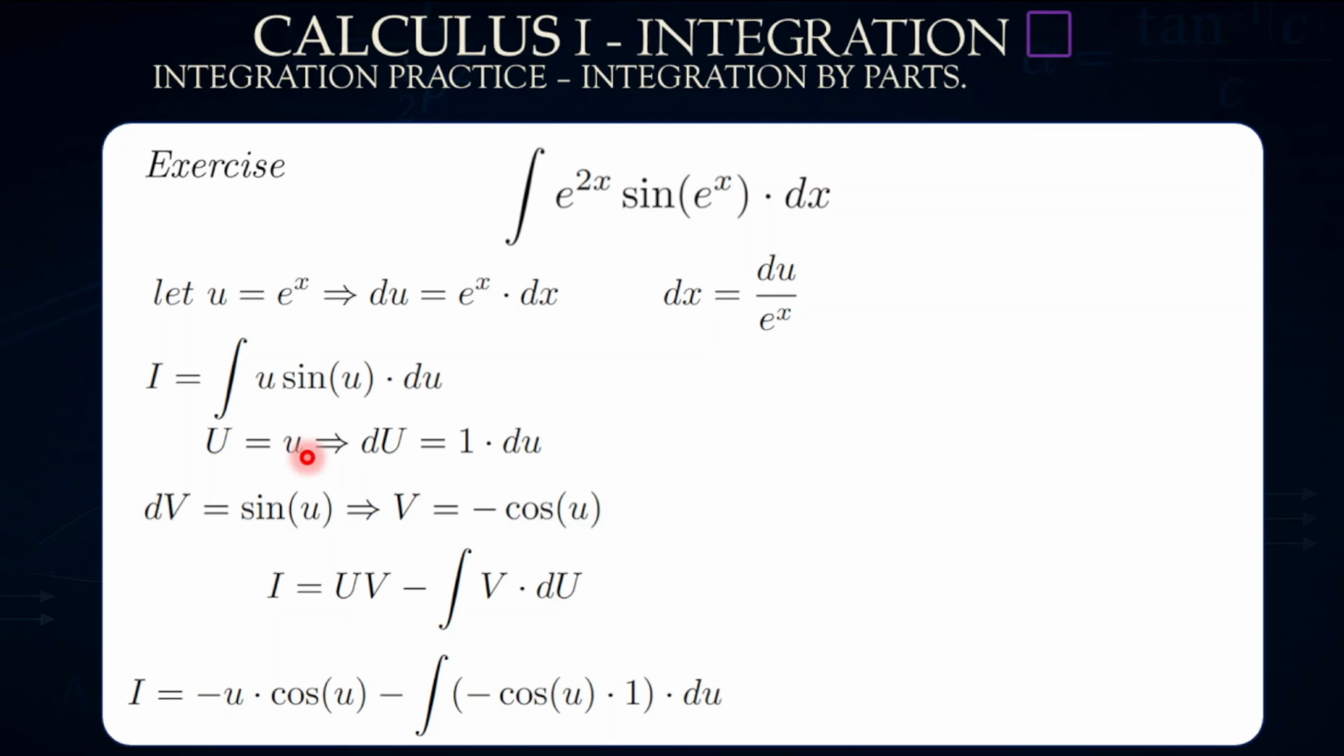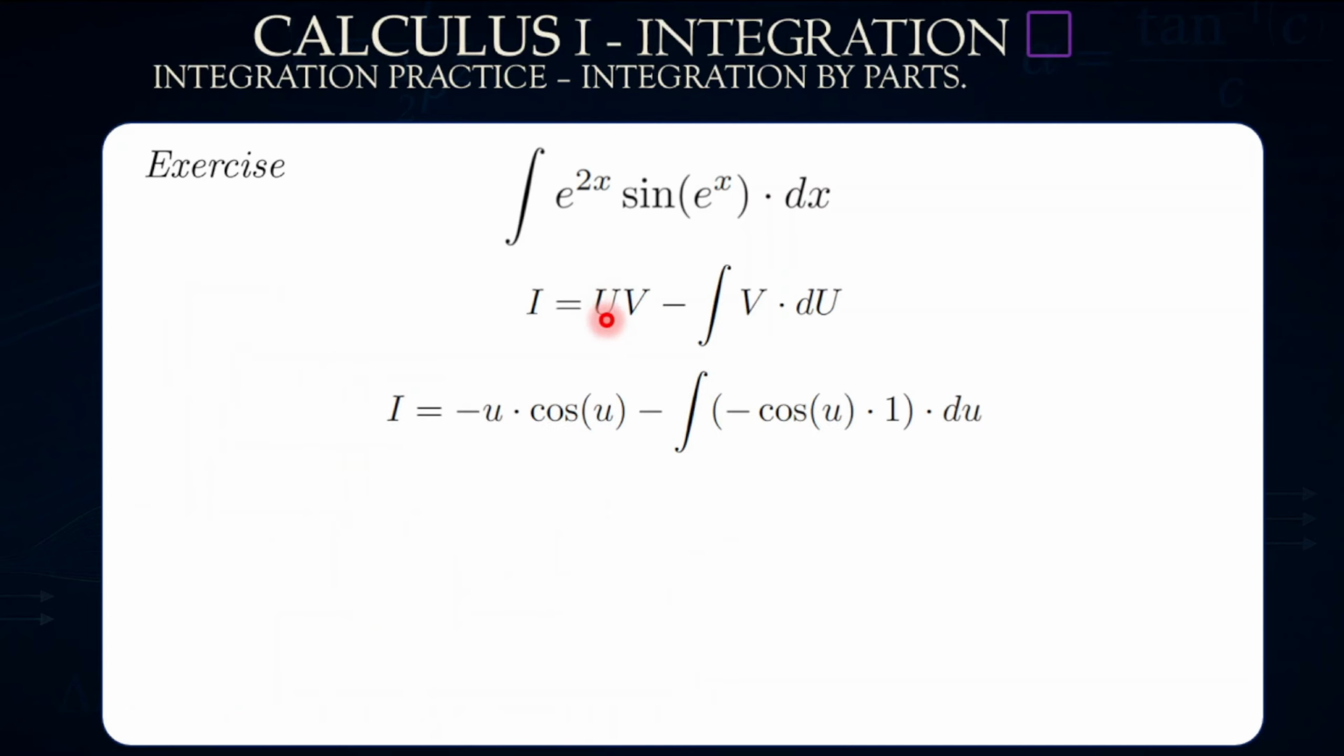Capital U is equal to lowercase u times v, which is u times minus cosine u, minus the integral of v du, where v is minus cosine u, times du, or 1 du, correct? 1 times du, which is equal to... we need to continue it. Okay, so minus u cosine u, plus the integral of cosine u, which is simply plus sine u. So the integral is equal to minus u cosine u plus sine u, or x times cosine x plus sine x.